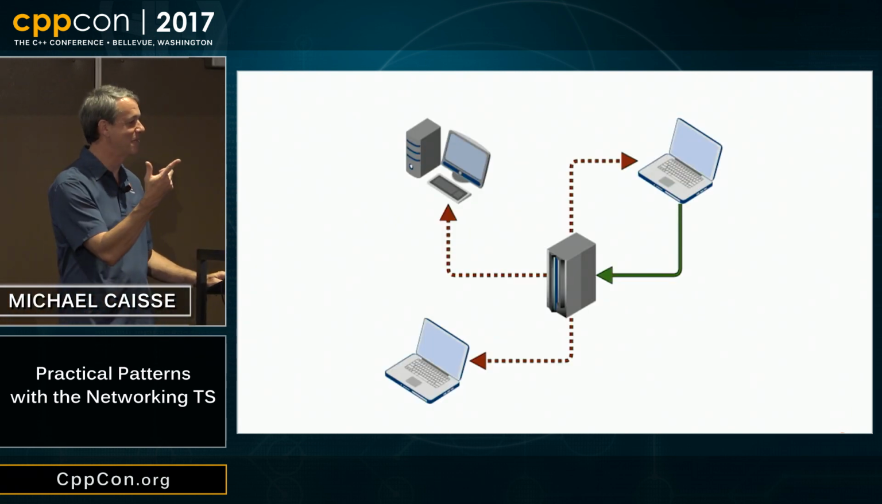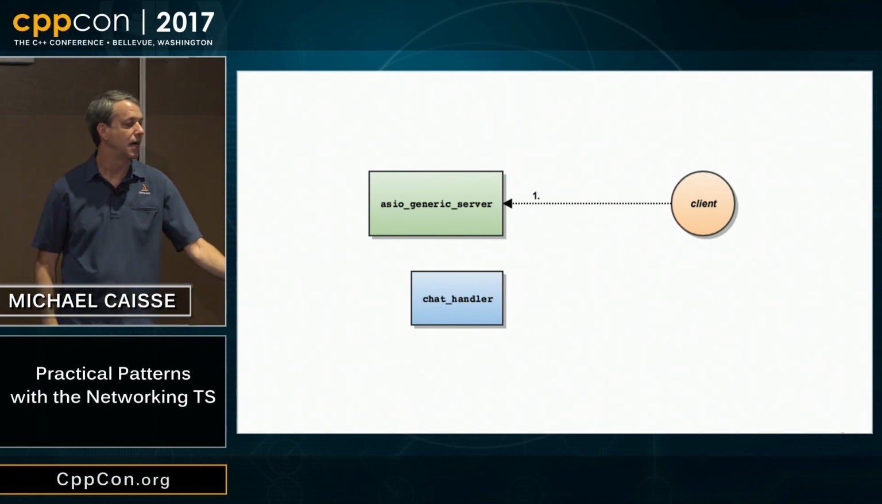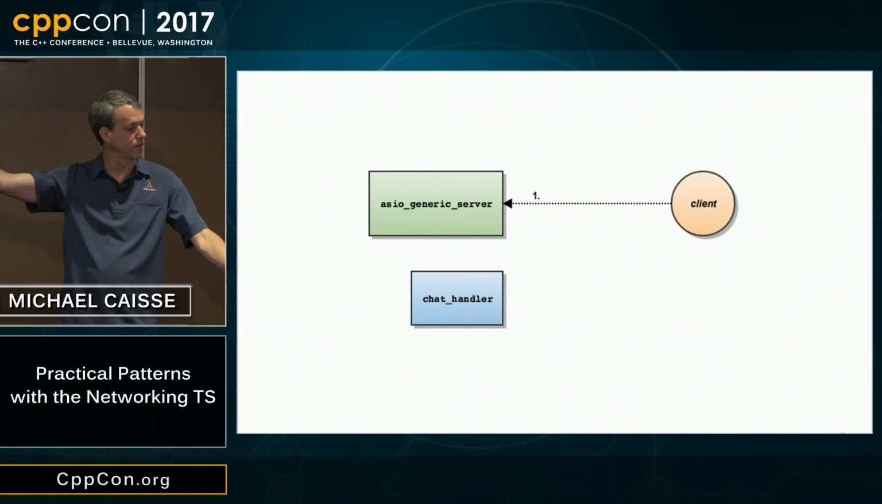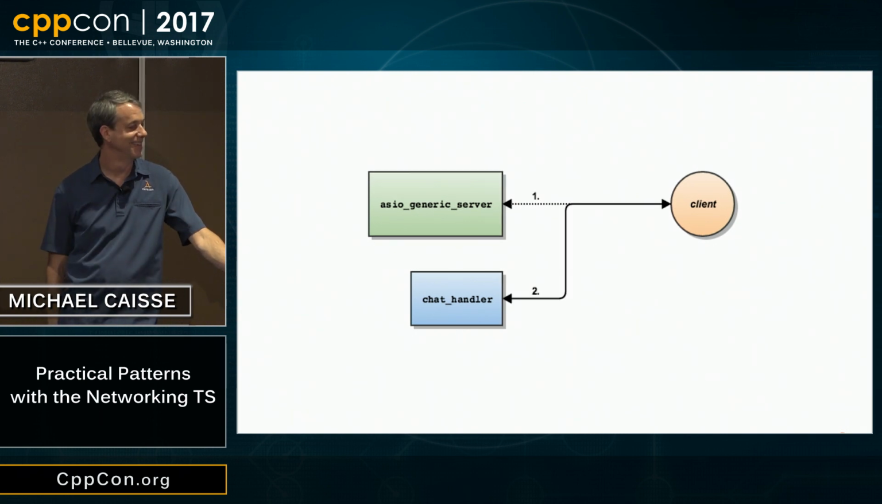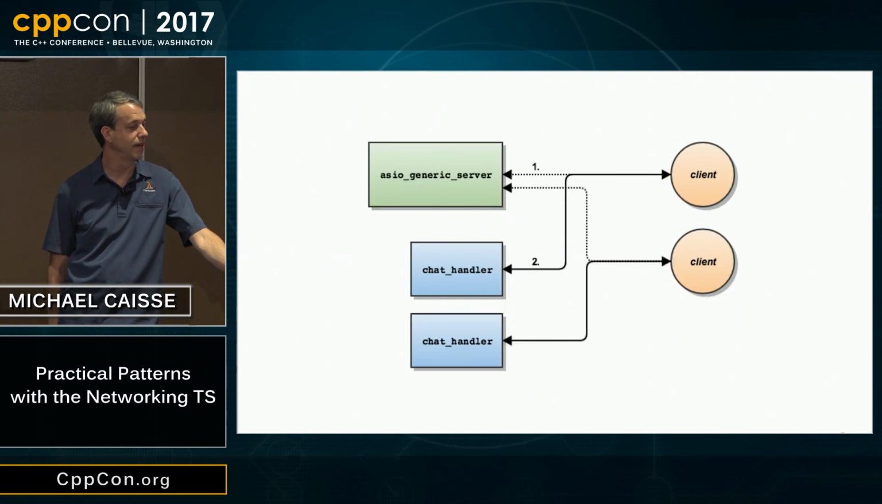Okay, let's talk about a couple more things. Let's talk about a chat server real fast. We're going to have this client that's going to connect into some generic server. It's got the word ASIO in there because it works for either. The generic server is going to hand off the client to the chat handler. And another client's going to connect in, and it's going to now hand that off to another handler.